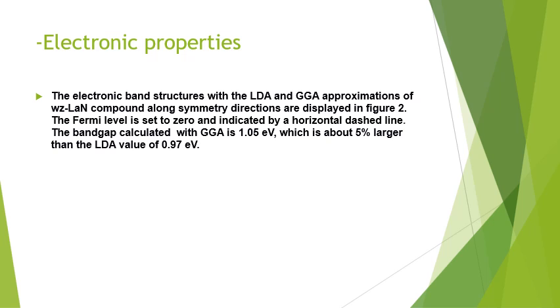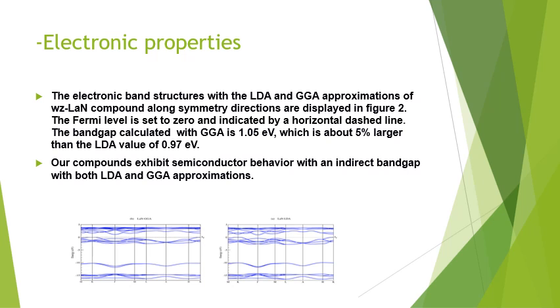Electronic property. So the calculation of the electronic property is very important, which you have to know the nature of material. So our calculation with GGA and LDA are depicted in the figure. The Fermi level is set to zero and indicated by a horizontal dotted line. The band gap calculated with GGA is 1.05 electron volt, which is about 5% larger than LDA. Also, our compound exhibits a semiconductor behavior with indirect band gap with LDA and GGA.